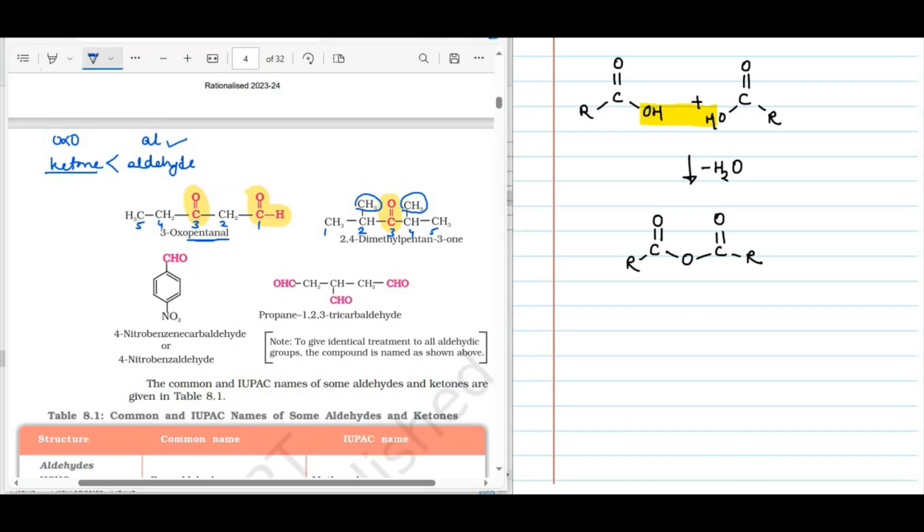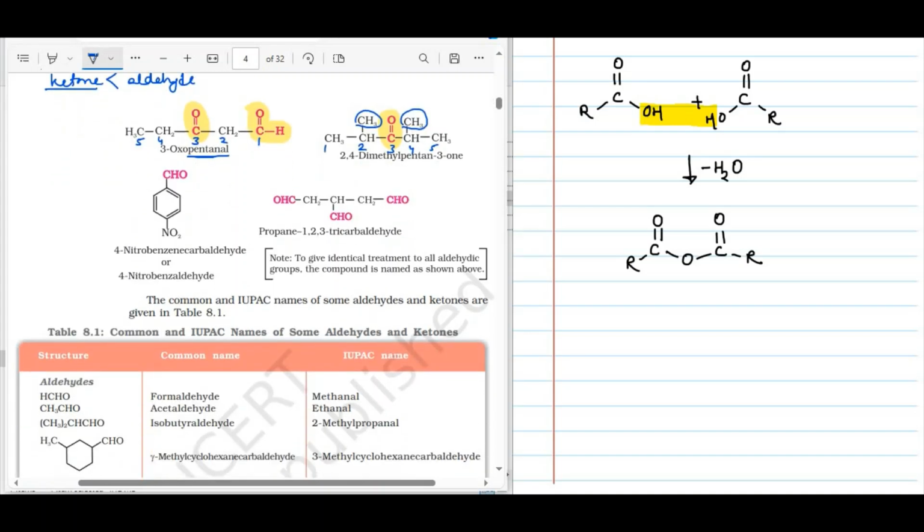So the name of this molecule will be 2,4-dimethylpentan-3-one. 2,4 because two methyl groups are bonded at the second and fourth carbon, and the ketone is present at the third position.